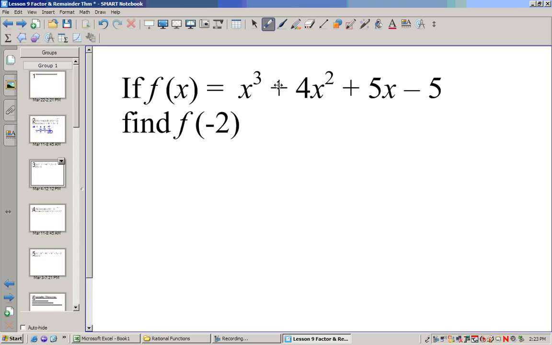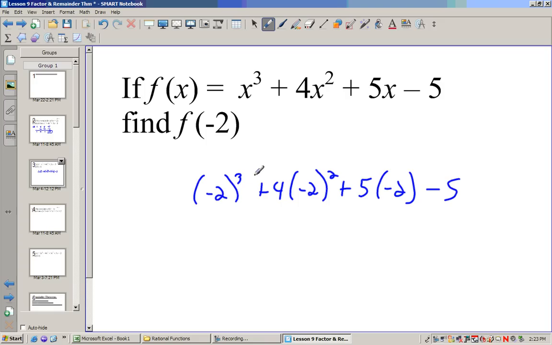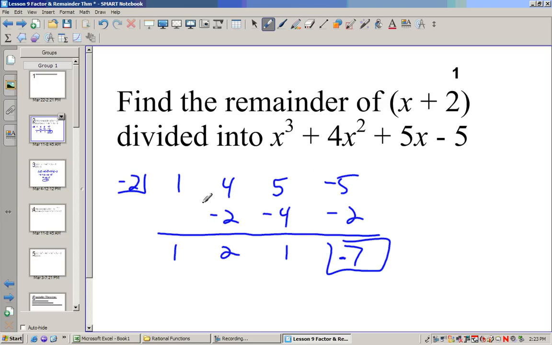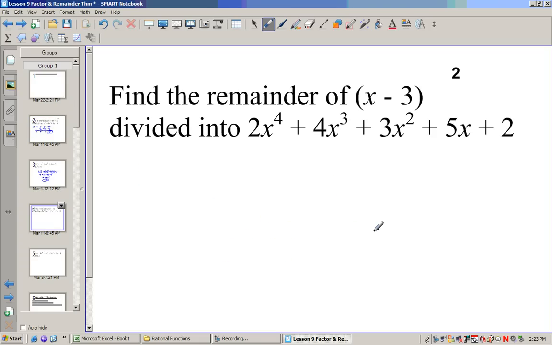Now if I take this same function and plug in negative 2, negative 2 cubed plus 4 times negative 2 squared plus 5 times negative 2 minus 5, this is negative 8, plus 4 times 4, which is 16, minus 10 minus 5. This would give us 8 minus 10 minus 5, so negative 2 minus 5 would give us negative 7. Wow, look, negative 7's there, negative 7's there. What's an easier method? I think this first method might be a quick way to get this value. Let's see if it works here.